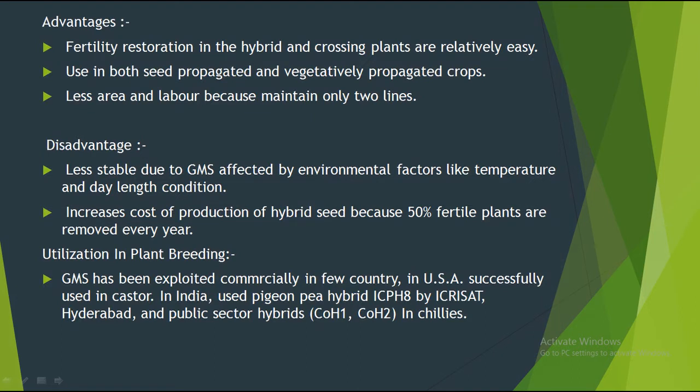Advantages of transgenic genetic male sterility: fertility restoration in the hybrid and crossing plants is relatively easy. It can be used in both seed and vegetatively propagated crops, and less area and labor are needed. Disadvantage: it is less stable, as GMS is affected by environmental factors like temperature and day length. The major disadvantage is that the cost is high, because in every generation we are killing 50% of the fertile plants. Utilization in plant breeding: in the pigeon pea hybrid ICPH8, it has already been used.